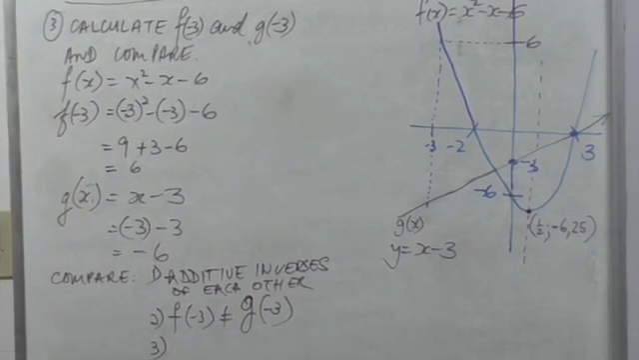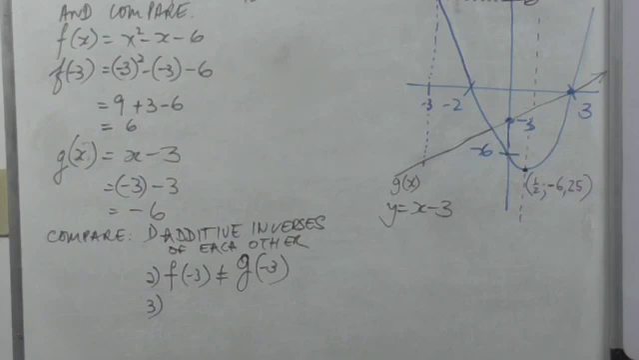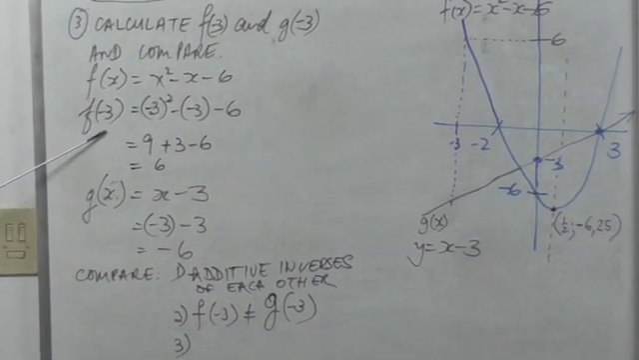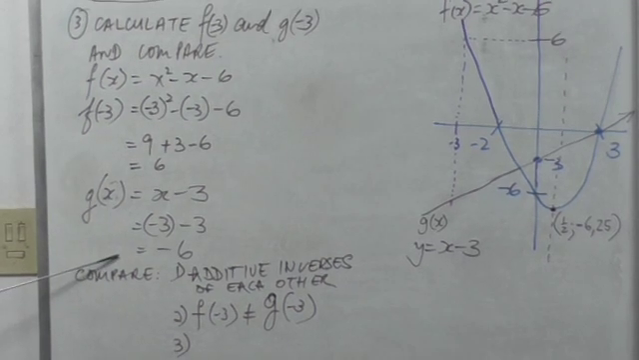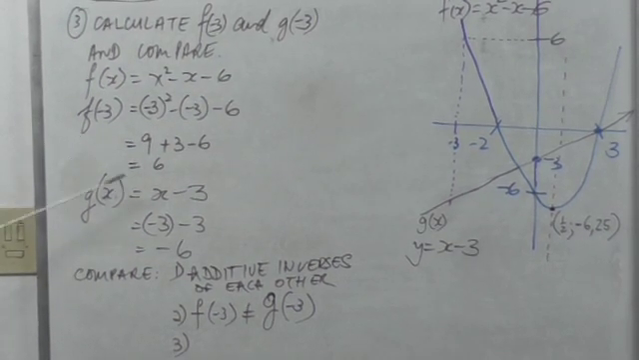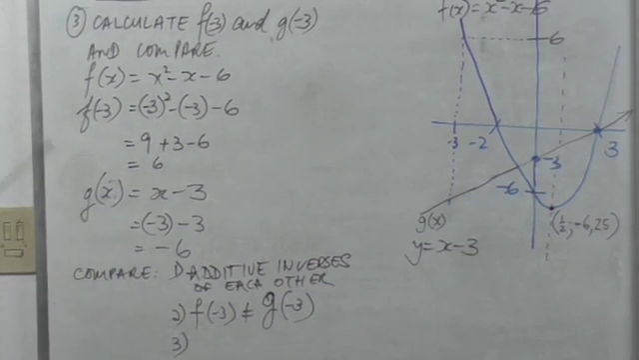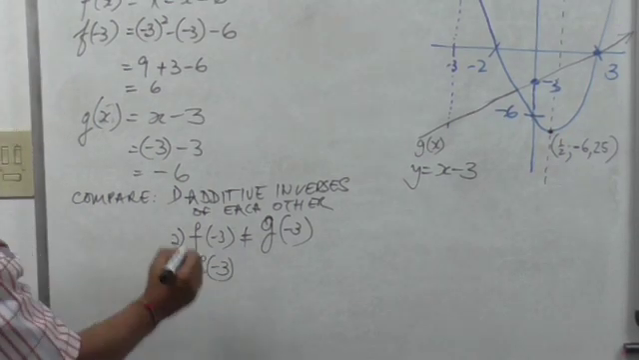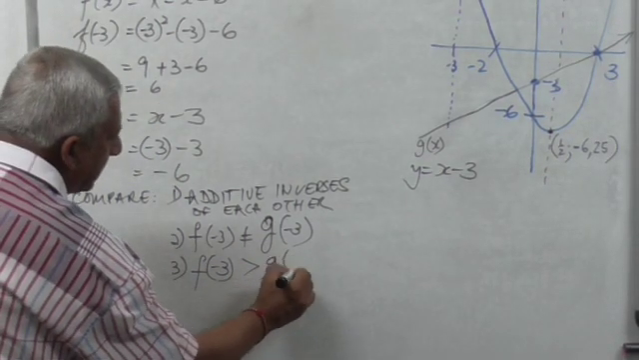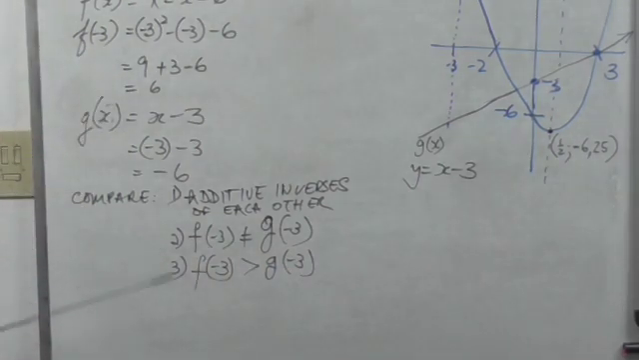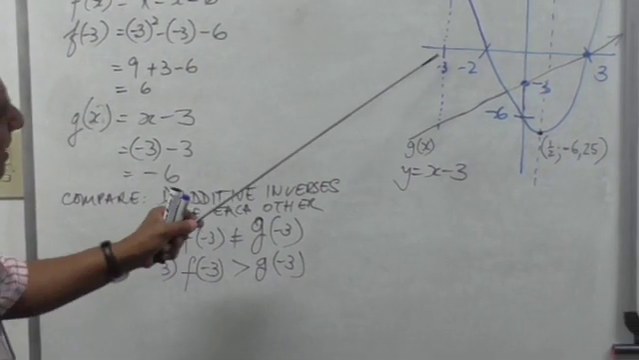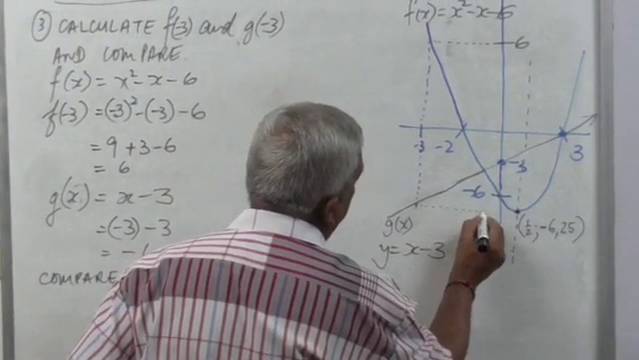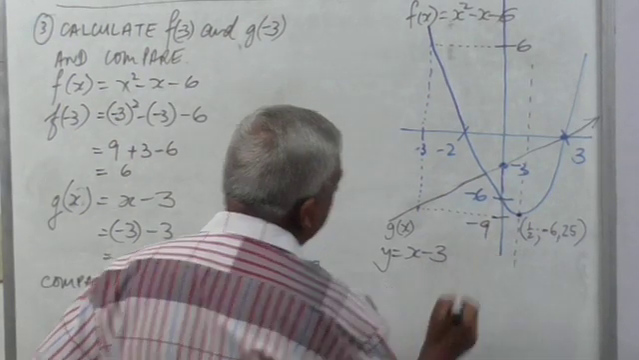But here is the most important one. You can clearly see that f of minus 3 is greater than g of minus 3. So what we could say, right, there's minus 3, there's g. So g of minus 3 finally gives you minus 9.